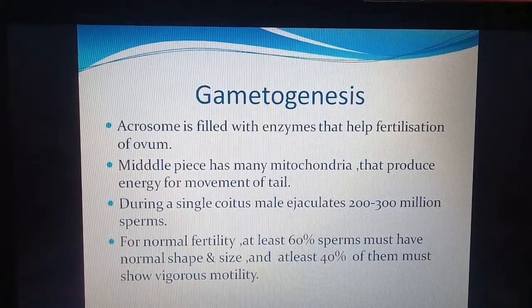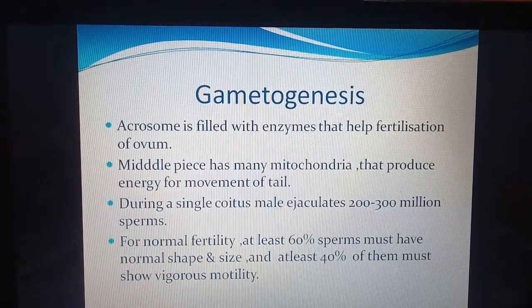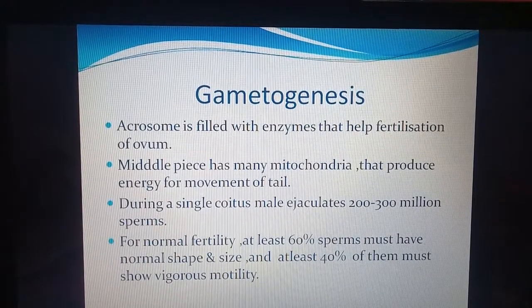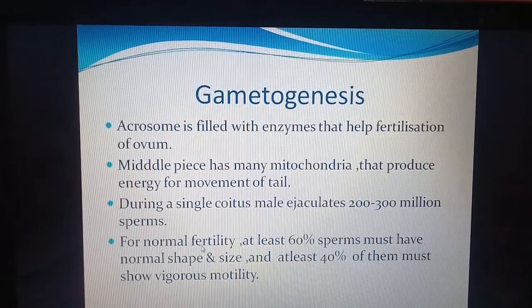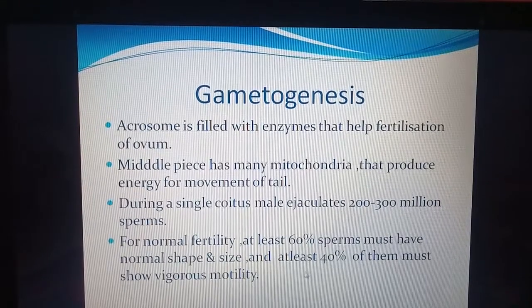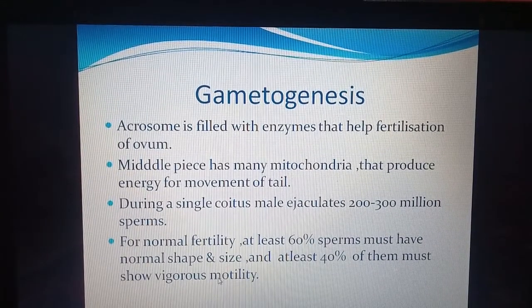Now during a single coitus, the male ejaculates about 200 to 300 million sperms. So this many sperms are released in a single ejaculation. For normal fertility, if the chances of fertilization are to be increased, at least 60% of the sperms must have normal shape and size, meaning they must be mature, and at least 40% must show vigorous motility, or they must be very fast.